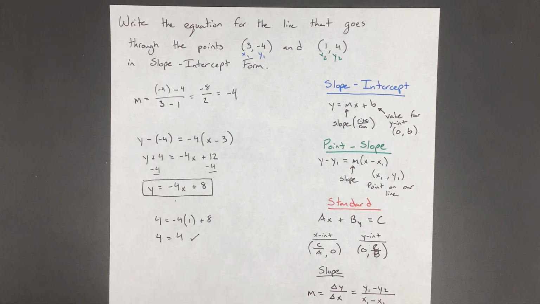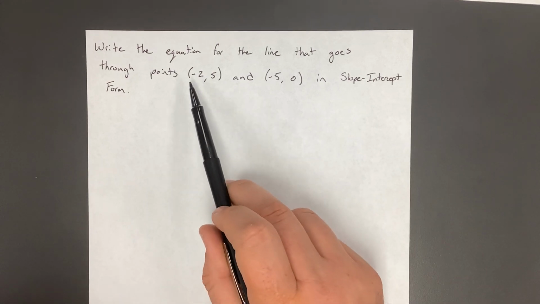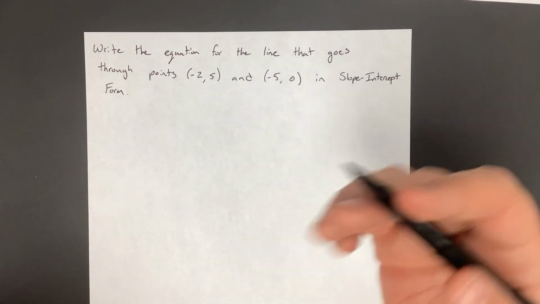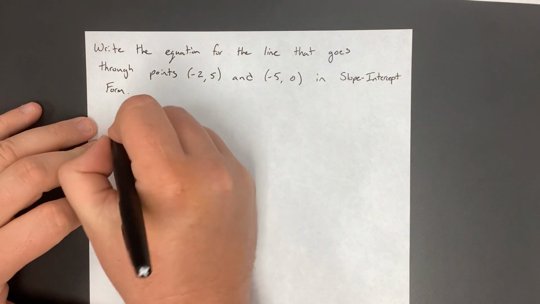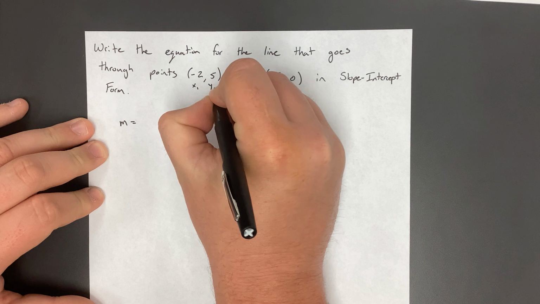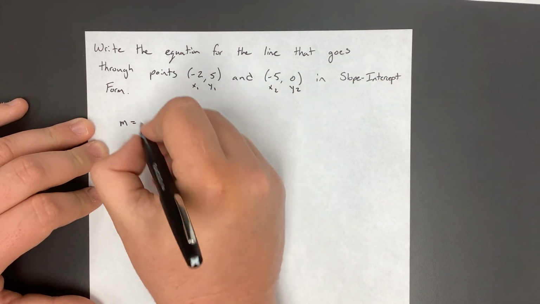So let's look at another problem. We have the equation through the line that goes through points -2, 5 and -5, 0 in slope-intercept form. So again, I'm going to start off by finding my slope. And again, I can label this x1, y1, x2, y2.